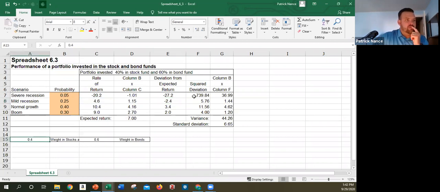Overall, here I have my expected return, I have my squared deviation, just like I did on the prior one. And then I am going to take my column B, which is a 0.5 probability, times my column F, which is my standard deviation. And I'm going to find my variance, and then I'm going to square root that variance number to find what my standard deviation is. In this case, that's 6.65.